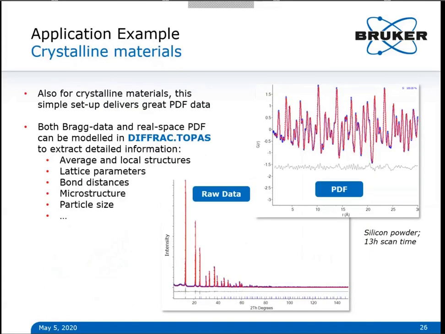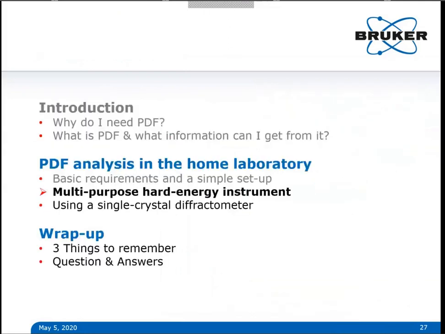So this relatively simple configuration is not just limited to evaluating amorphous materials, but it can also be used for any sample type, like crystalline materials. So the raw data and the PDF data can both be modeled using diffract.topaz to obtain a wealth of information about the sample, like the average and local structures, lattice parameters, bond distances, and so on. So I think we're ready for the next example. So back to you, Christina.